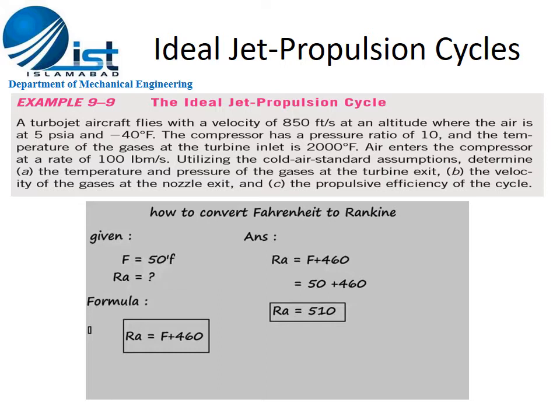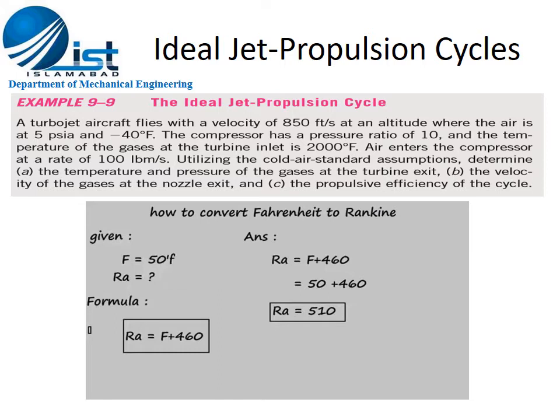We are given minus 40 Fahrenheit. We have to convert this Fahrenheit into Rankine. We are also given the temperature at the turbine inlet, which is 2000 Fahrenheit. We have to convert this 2000 Fahrenheit into Rankine. So how can we convert Fahrenheit into Rankine?